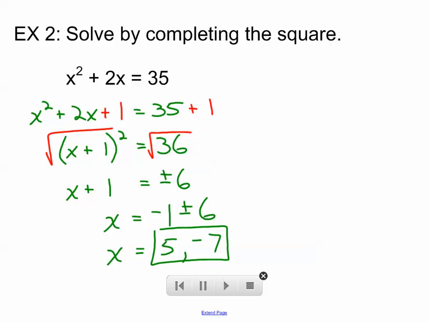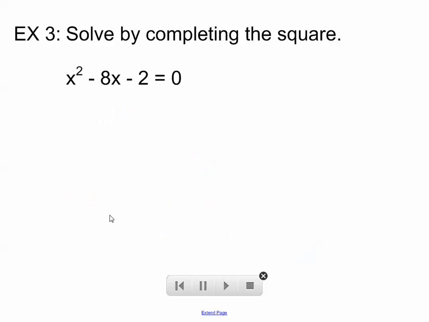This is just one more method. It's really not that much work once you get the process down. You might like it. It's a lot less thinking than factoring also. All right, so let's solve this one by completing the square.